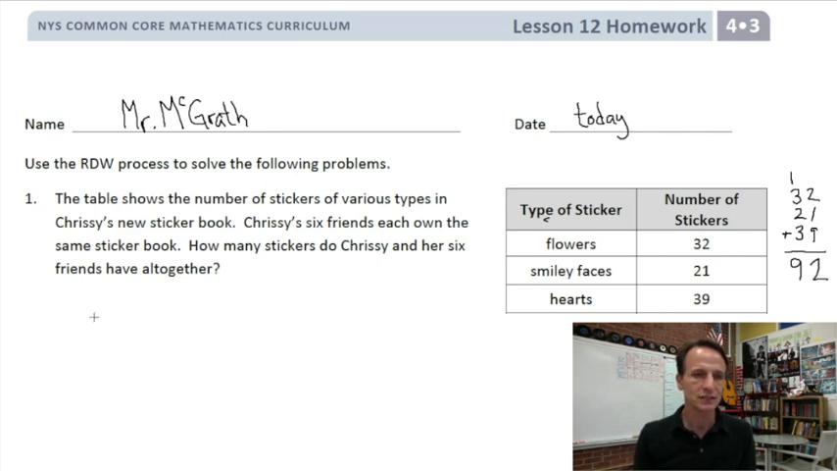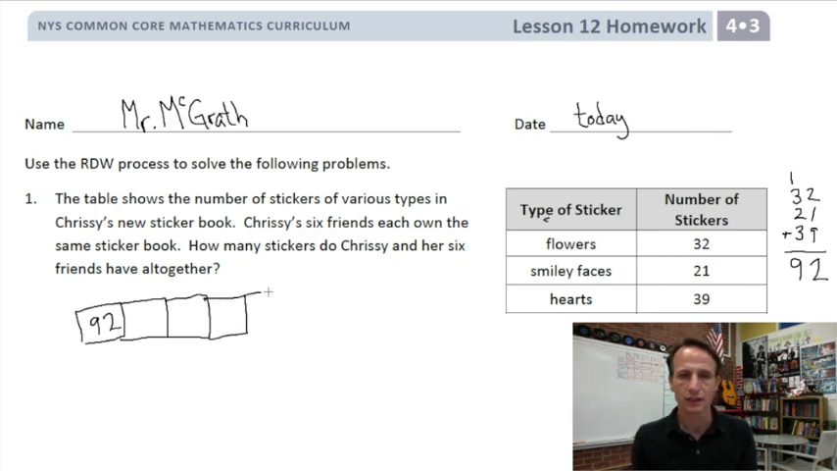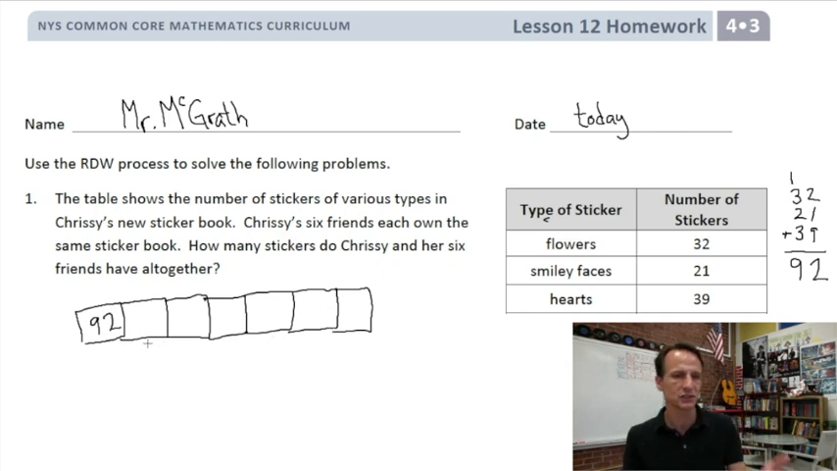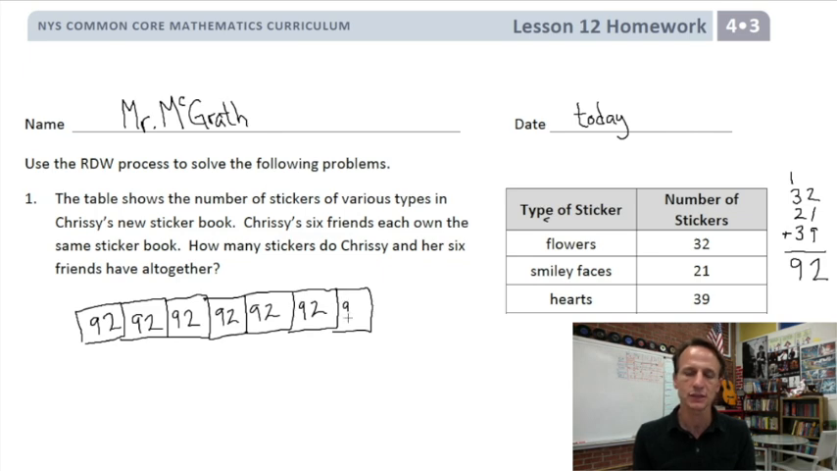So we have 92. So this is Chrissy with her 92. And then she has 6 friends also with 92. So 1, 2, 3, 4, 5, and 6 friends. So now do you see Chrissy and 1, 2, 3, 4, 5, 6 friends. And they each have 92 stickers. 92 for you, 92 for you, 92 for you. You get 92, you get 92, and yes, you can have 92 too.